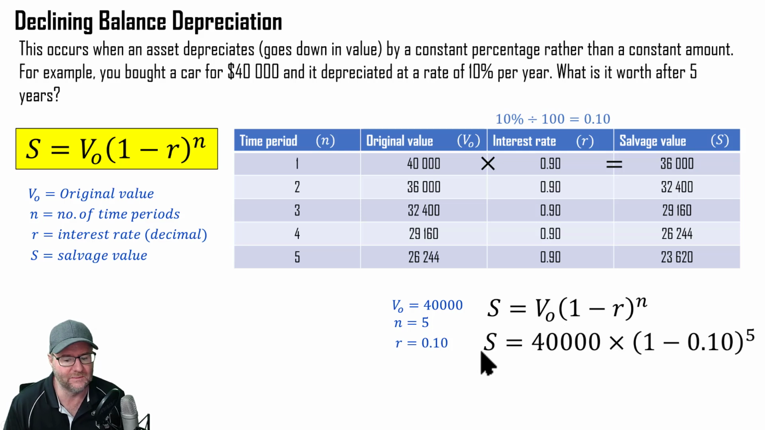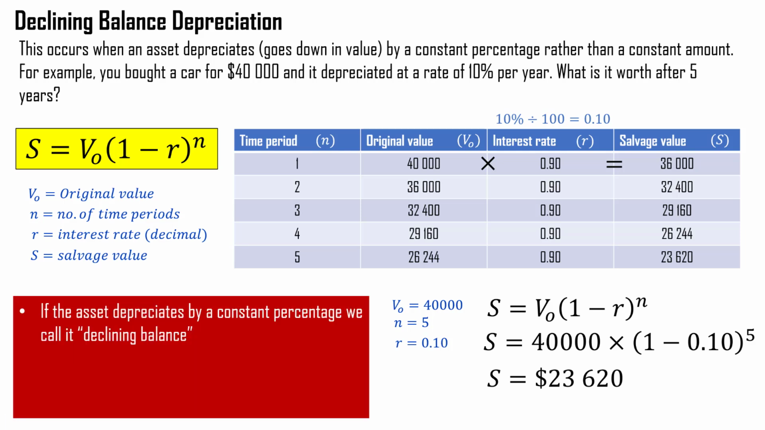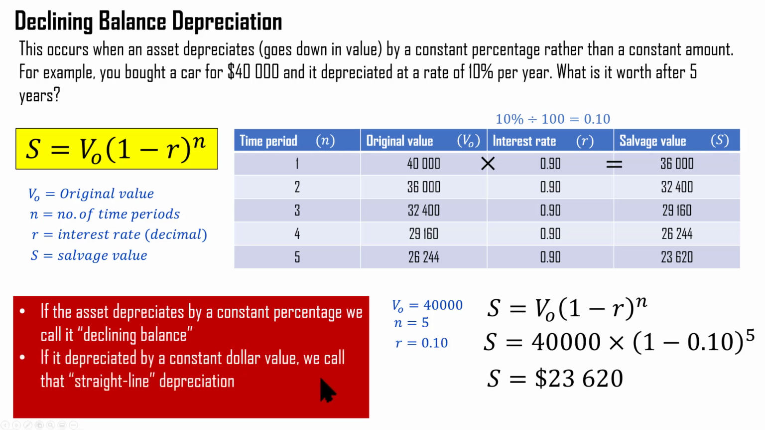So our equation becomes this now. The salvage value equals 40,000 times 1 minus the rate, which is 0.1, all to the power of 5. Punch that into your calculator and we get a value of 23,620. Lo and behold, that's exactly the same as what we got when we did the table. Much quicker, obviously, much easier to use this equation. So just wrapping it up, if the asset depreciates by a constant percentage, we call that declining balance method. If it depreciated by a constant dollar value, like the previous video, we'd call that straight line depreciation. They're the two that we're going to learn about in this course.